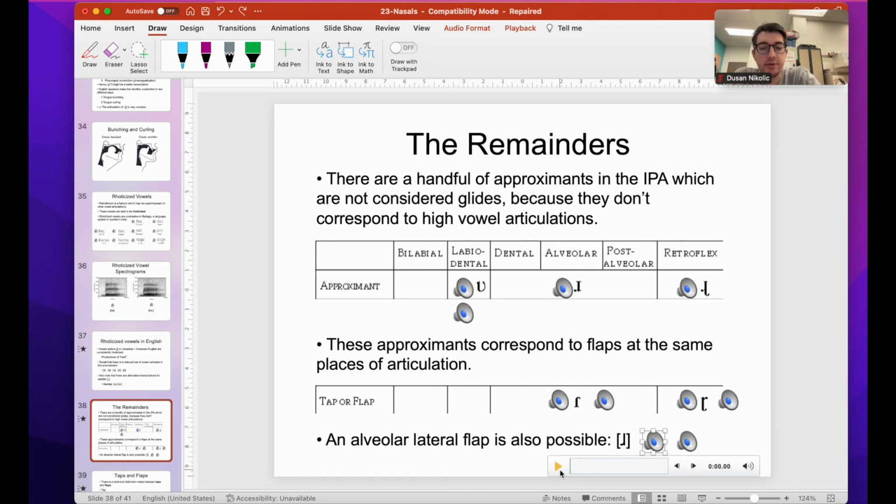And there is also an alveolar lateral flap, which is quite unusual. I think it occurs sometimes in some Japanese dialects. So it's produced by flapping your tongue, but making it lateral, so you're bunching it up towards the center.